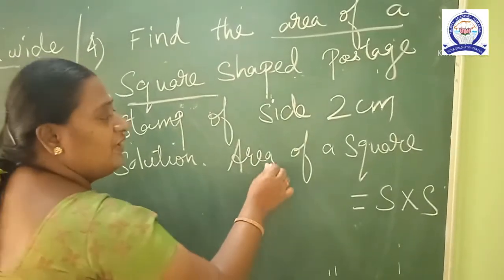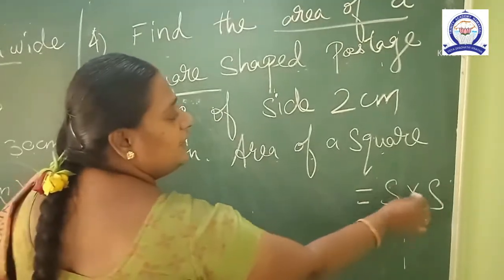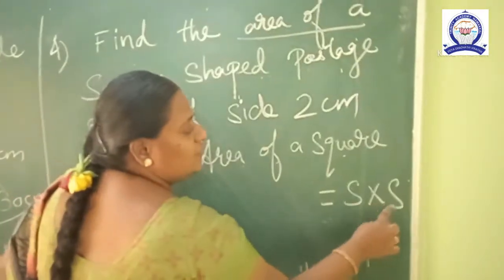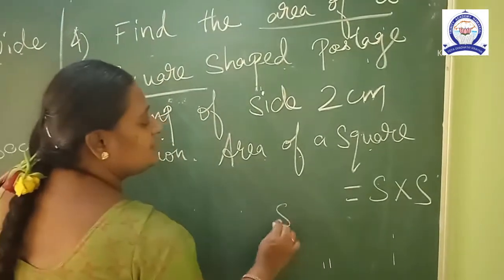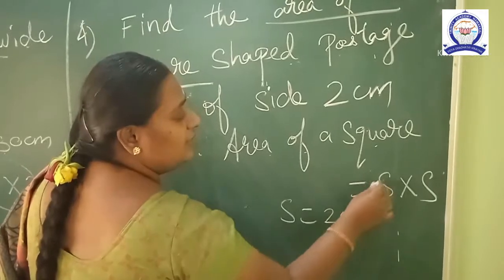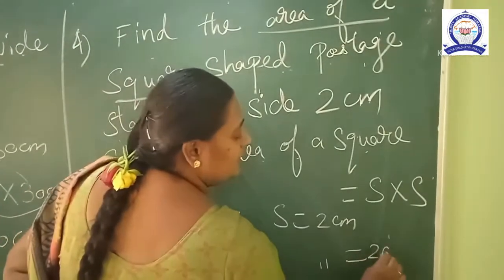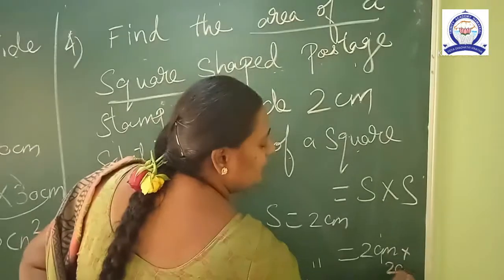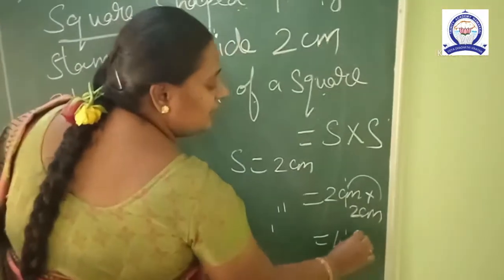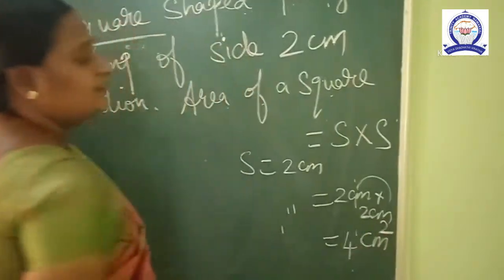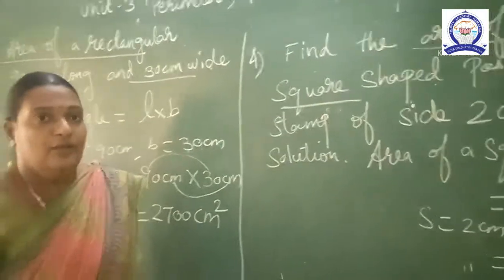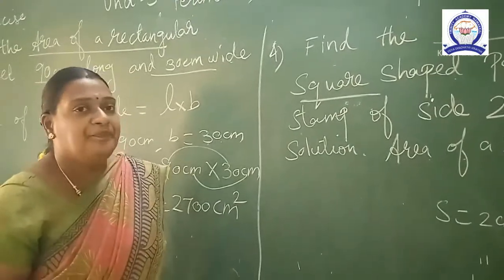What is the formula for area of a square? That is side into side. Side is shortly denoted S. Side is 2 centimeter. You substitute this 2 centimeter in the formula. So 2 centimeter into 2 centimeter. 2 2s are 4, centimeter into centimeter, centimeter the whole square. So we have seen area of rectangle and area of square. We have to know the formula.